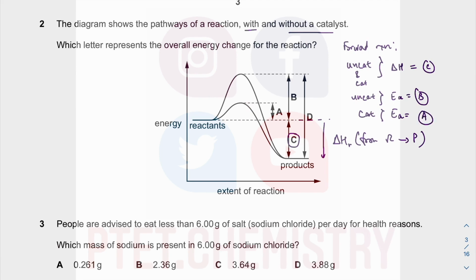Of course I can ask you about the reverse reaction as well, going from product to reactant. So this is the activation energy for the backward reaction, which is uncatalyzed, whereas C plus A is the activation energy for the backward reaction for the catalyzed reaction. And the enthalpy change will be equal and opposite to the one going from reactant to product. So this is going from product to reactant. It will have the same value as this, but the opposite sign because it's going upward.